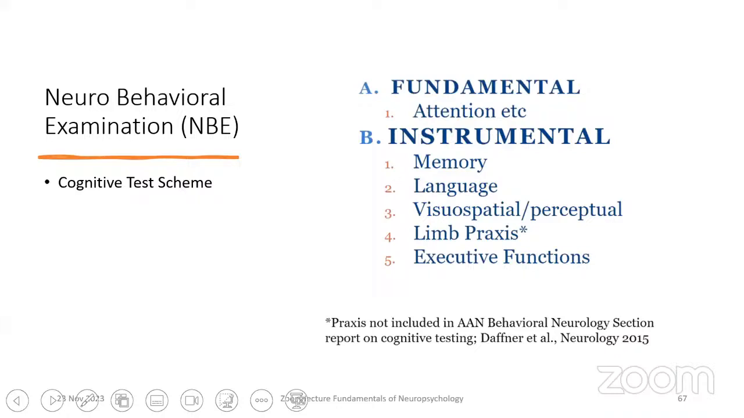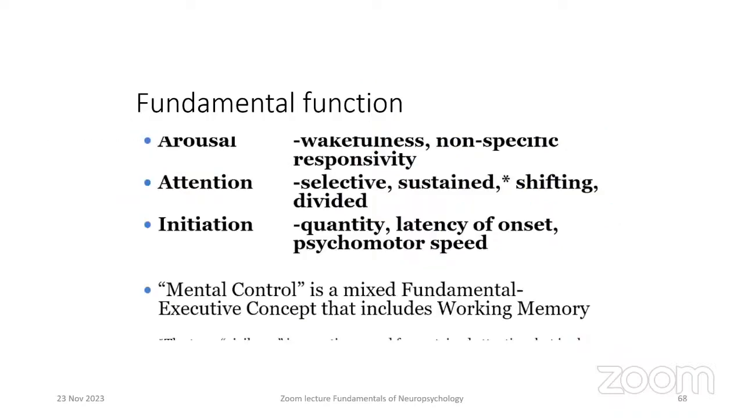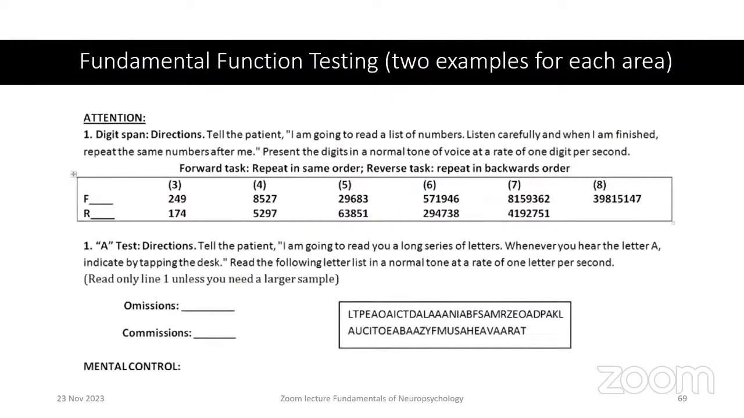So in the neurobehavioral examination, fundamental, as I said earlier, is attention. For instrumental functions, you have to look for memory, language, visuospatial, perceptual, limb praxis, and executive functions. This is a cognitive test scheme. For fundamental function, the patient should be aroused, attention should be intact, he should be wakeful, and sustained attention should be there. Initiation, latency of onset, and psychomotor speed can be assessed. Mental control is a mixed fundamental executive concept that includes working memory. Working memory, we have already said how to test. So now we are again telling you about this fundamental, important attention test.